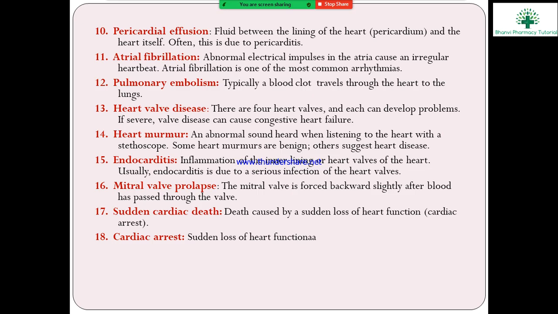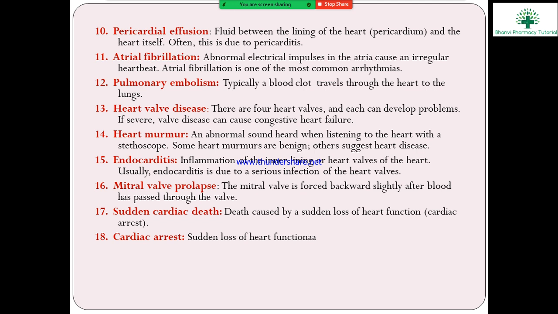Next, atrial fibrillation. What is atrial fibrillation? Atrial fibrillation is a condition of abnormal electrical impulses in the atria that causes an irregular heartbeat. That is known as atrial fibrillation. It's one of the most common arrhythmias.